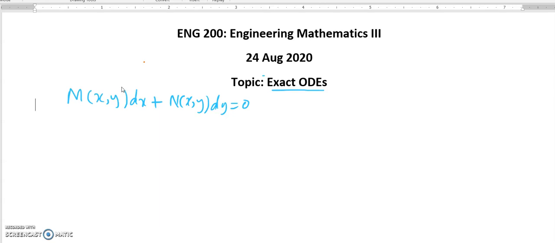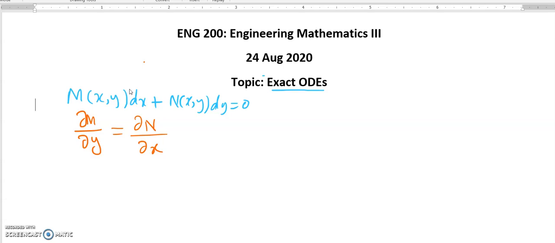So this type of equation will be called an exact equation if we take the partial derivative of this function M with respect to y, and then take the partial derivative of this function N with respect to x, and if both are equal, then that equation will be called an exact equation. So if this condition is met, then we have a very good method to solve this kind of equation.